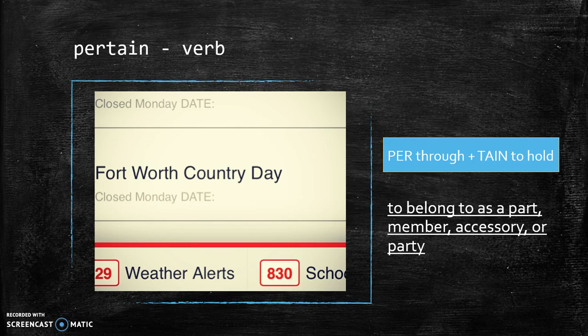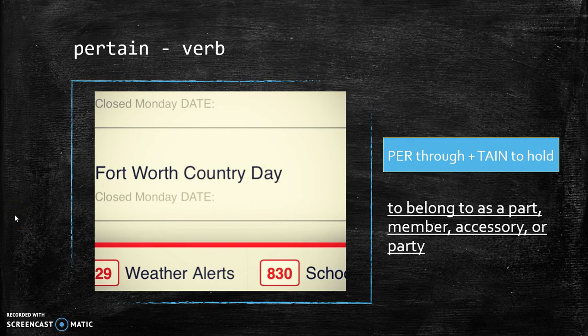Next we have pertain, which is a verb from the roots per meaning through and tain meaning to hold, to belong to as a part, member, accessory, or party. So the way I framed this for myself was to think, what am I a member or a party of? I am a part of the Fort Worth Country Day community, right? So when I decided that, it helped me really figure out what image to show you.